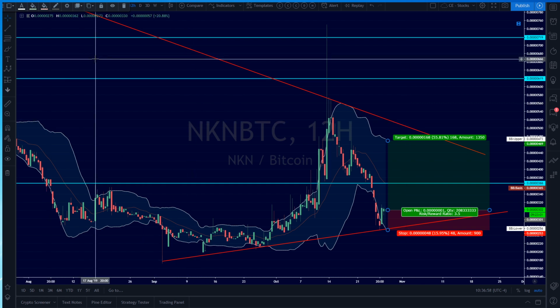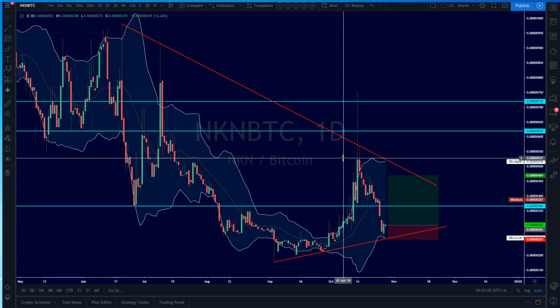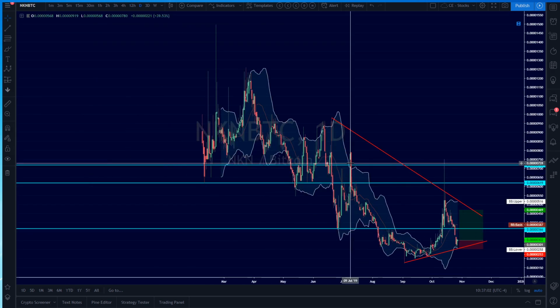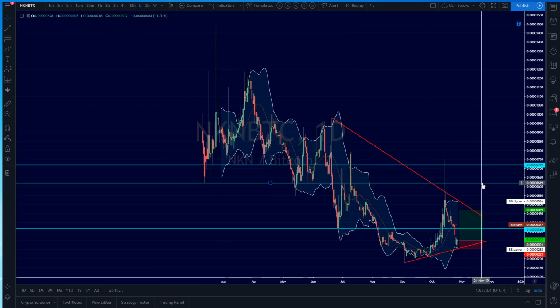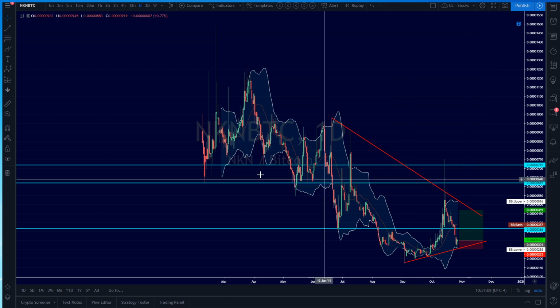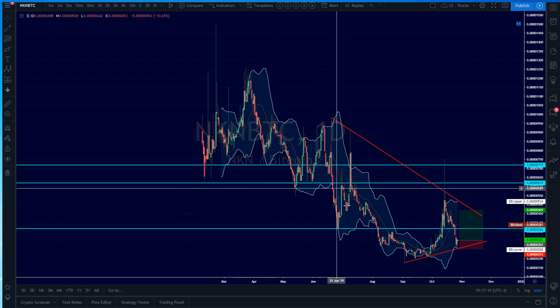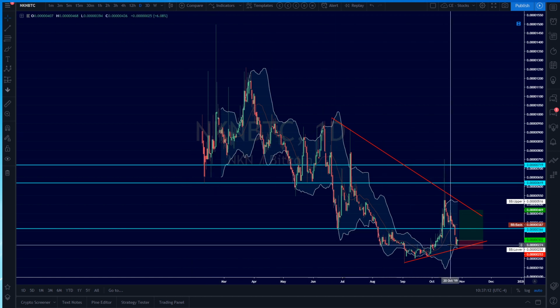The chart still looks a bit like garbage. If I go to a daily time frame, yeah, we do have the potential. We could come all the way up here to 621, and based on what I'm seeing here, it looks like it could happen very fast.